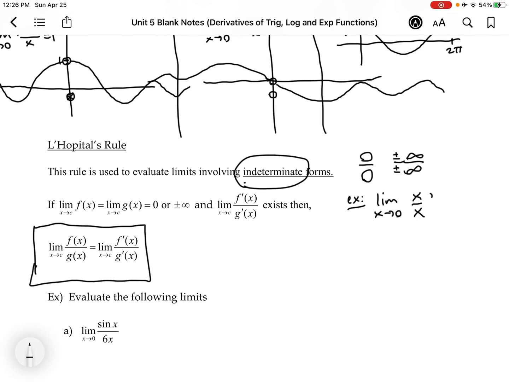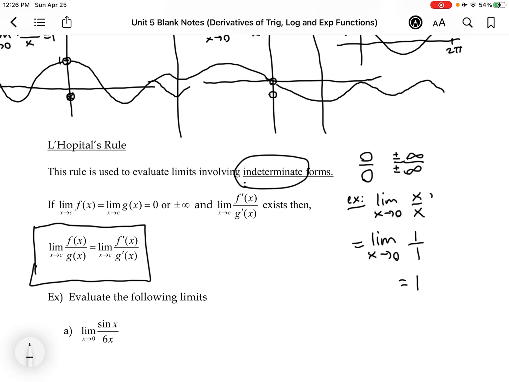Okay, and that can really help us out, because in this case, instead of plugging in a 0 for x and x here, we can say, well, that's going to equal the limit as x approaches 0 of each of their derivatives. Now, each of their derivatives are 1. And that's just 1.